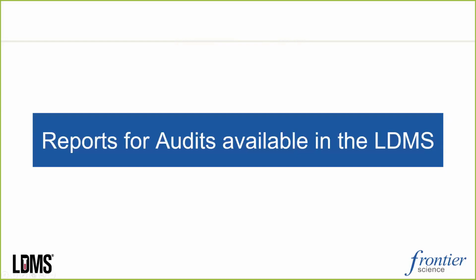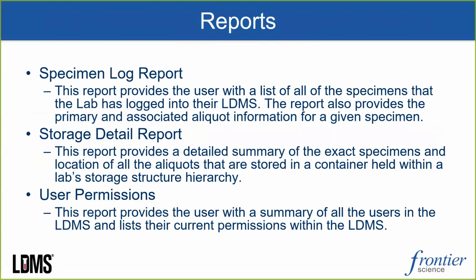So continuing on, let's discuss some reports that are available within the LDMS for audit support. So in this first slide, we're going to discuss some reports that are within the reports category. Now, these are those predefined reports that are coded within the LDMS. We have our specimen log report, which is available in the specimen category. So it provides the user with a list of all specimens the lab has logged into your LDMS. Now, the list is organized by primary, and then it will show the aliquots associated with that primary.